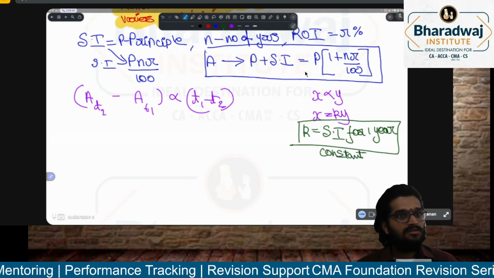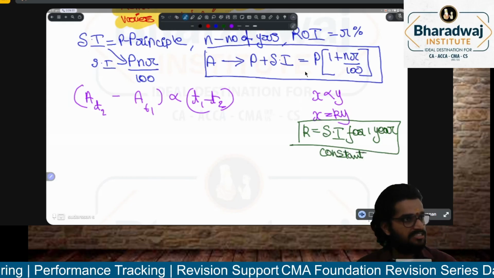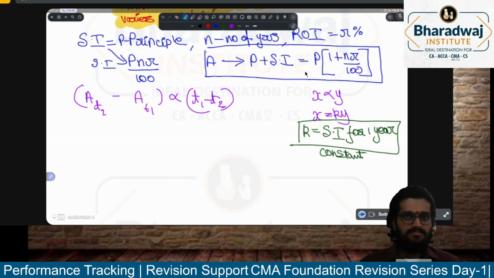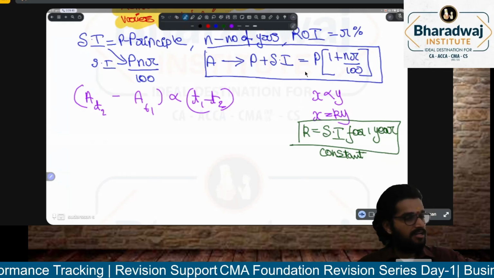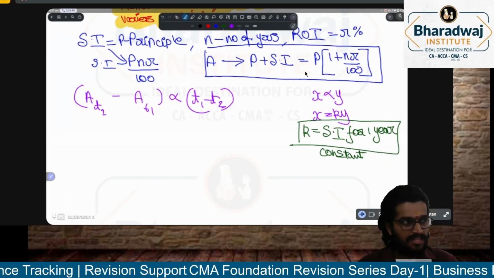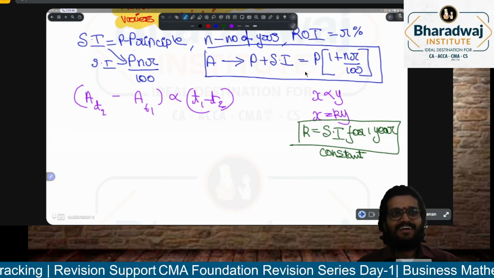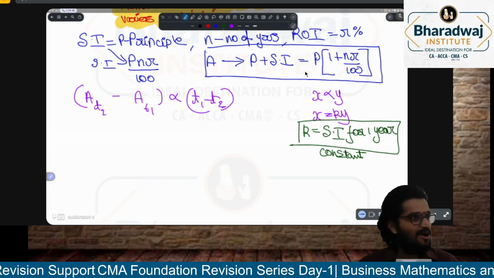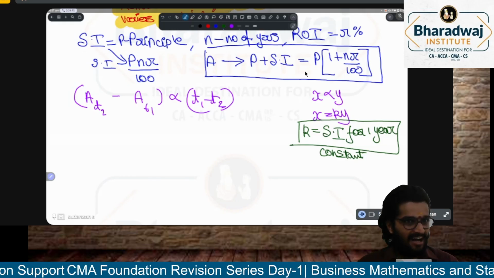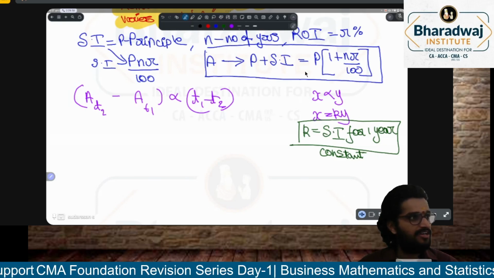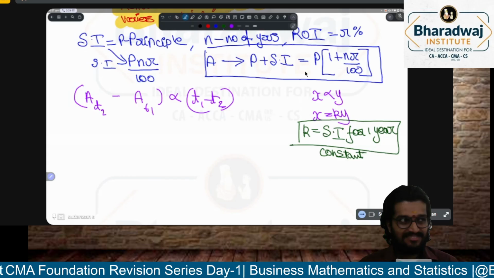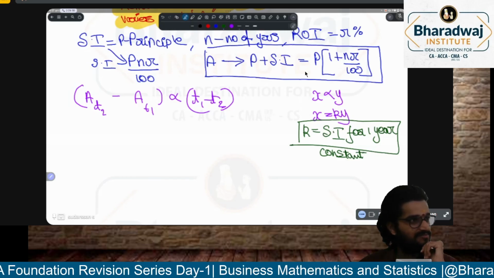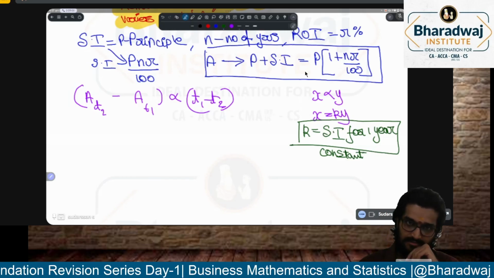Yes or no? Each year simple interest remains constant. Or will there be a variation between interest for 1 year, interest for second year, interest for third year? No. If there is a variation, we call it compound interest. Unless the principal or the rate of interest changes, the simple interest doesn't change. Clear?